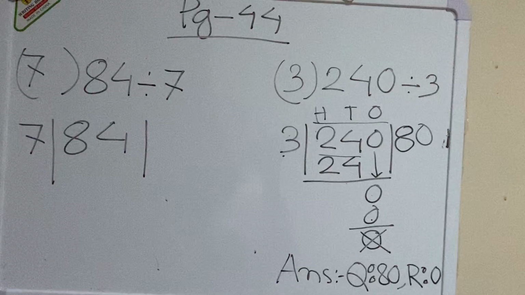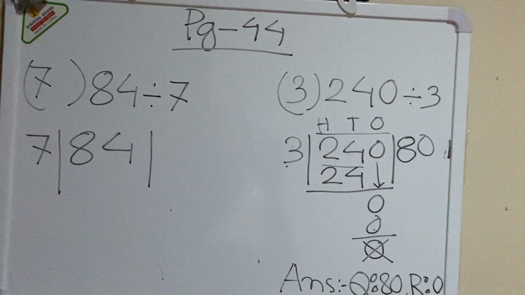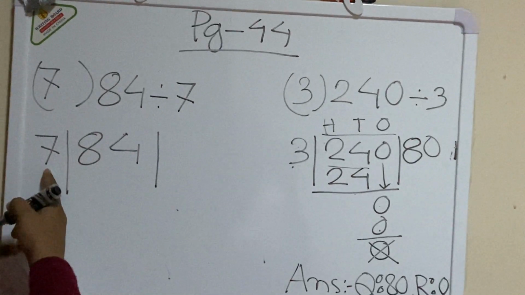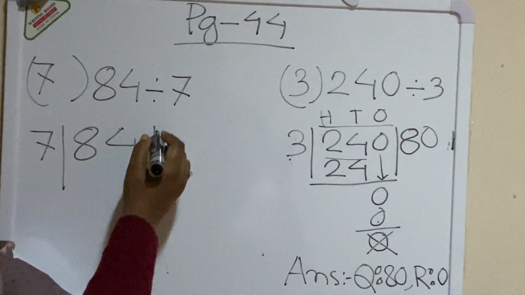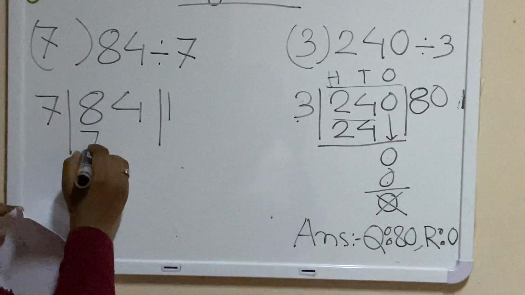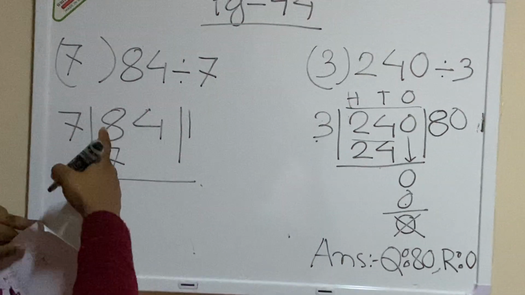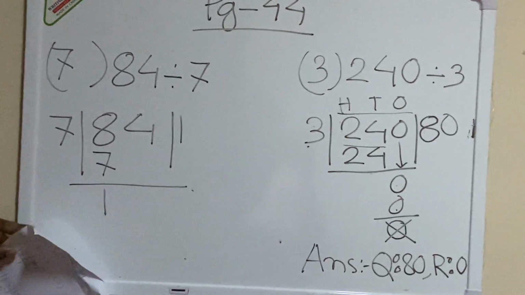So I can divide the 8. 7 ones are 7, 7 twos are 14. I will take 7 ones are 7. 7 is here, but I write the 1 here. That's next, 7 should be down of the 8. Now do the subtraction. 8 minus 7 is 1.